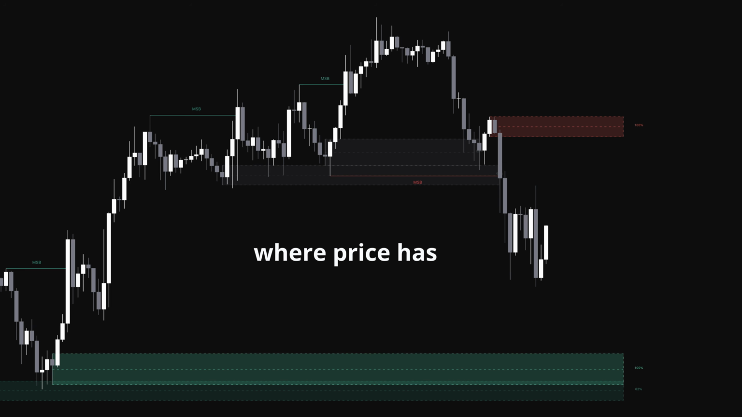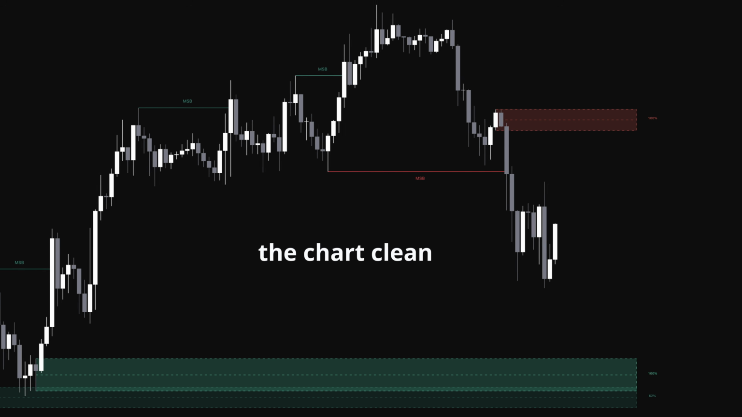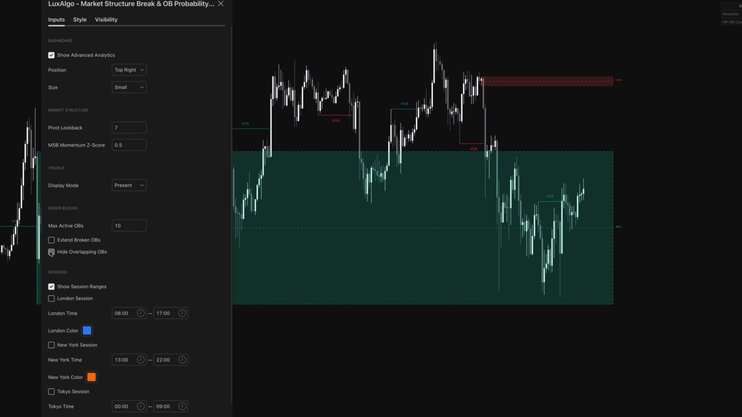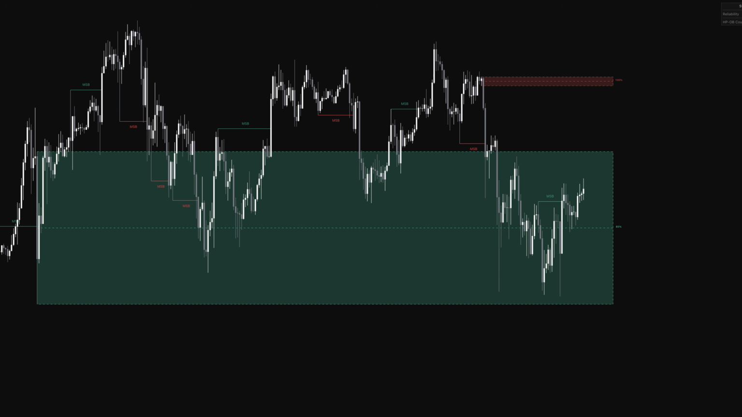Historical mode shows where price has already been, and whether respected zones formed clusters at meaningful levels. Present mode keeps the chart clean for live decision-making. The overlap detection option suppresses new order blocks that fall within the price range of an existing unmitigated block, preventing redundant zones from stacking in the same area during trending conditions.